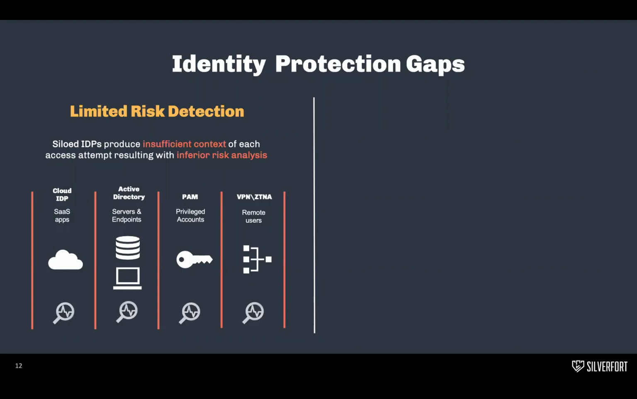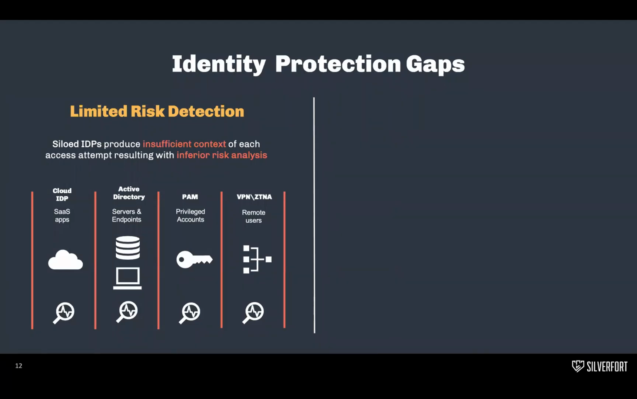Any risk analysis that's taking place is always on a local basis. This results in insufficient context and inferior risk analysis. So that's the first gap: limited ability to determine that a given authentication attempt is malicious.